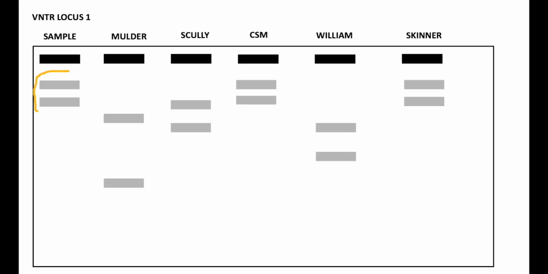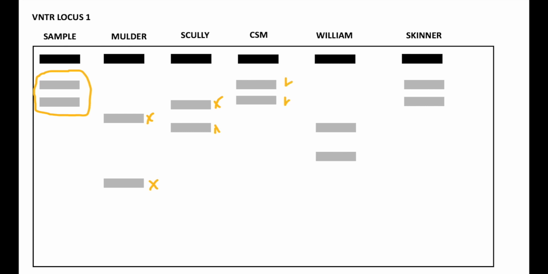Looking at our first gel, we are going to use the banding pattern from the crime scene sample as our point of reference. Though Mulder, we can rule out as a suspect because his banding patterns are not a match. Likewise, Scully's banding patterns are not a match. She's also ruled out as a suspect.